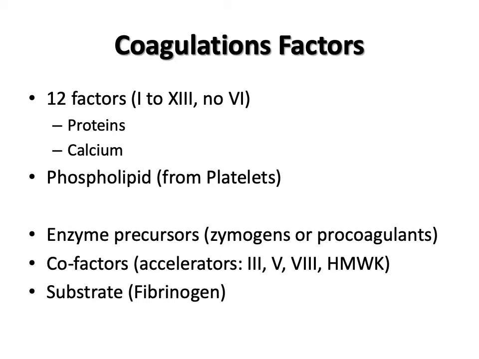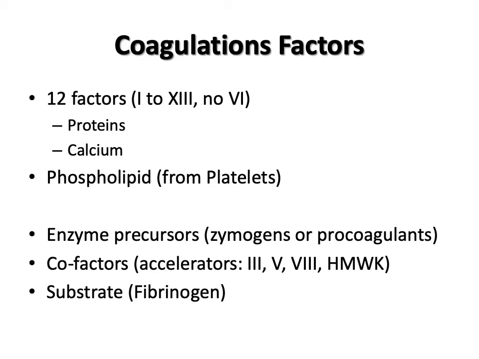And by the way, HMWK stands for high molecular weight kininogen, also known as Fitzgerald factor. HMWK is one of a handful of substances required for coagulation to occur, but is not assigned a Roman numeral. This is because HMWK belongs to the kinin-kallikrein system, or just simply the kinin system. It consists of blood proteins that play a role in inflammation, blood pressure, coagulation, and pain.